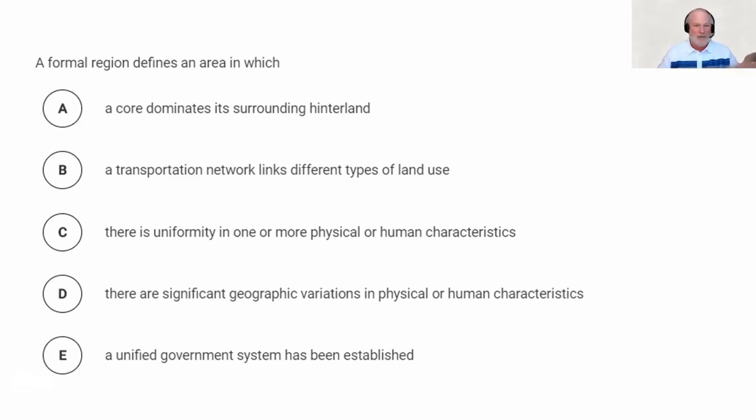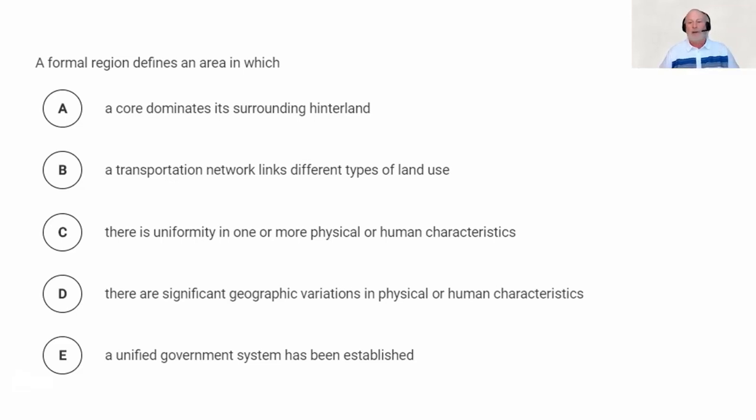A formal region could be more than just government. It could be language, it could be religion, it could be a lot of things, right? The core dominating the surrounding hinterland also sounds really good, but it leaves out all of the other levels there. And it's definitely not B, the transportation network, because that's definitely a functional or a nodal region.